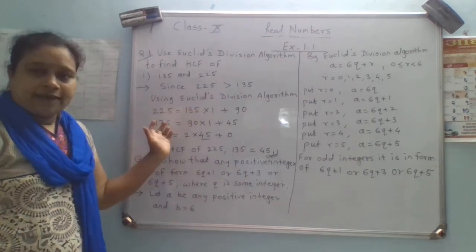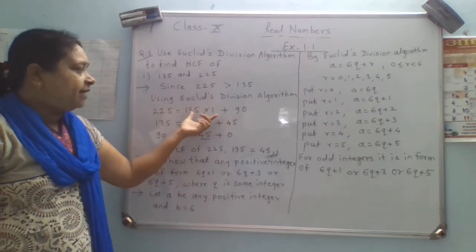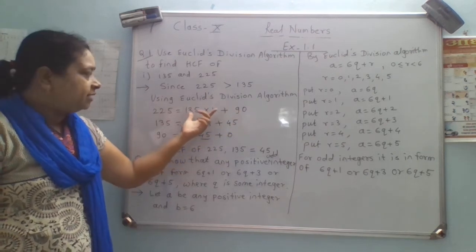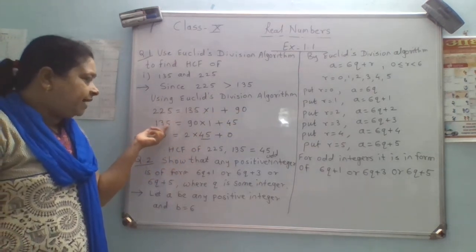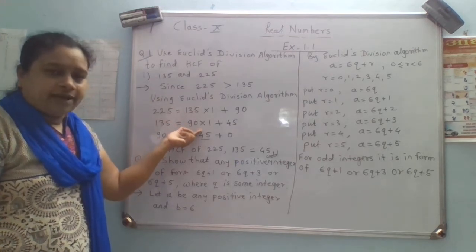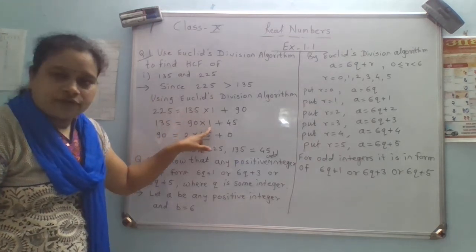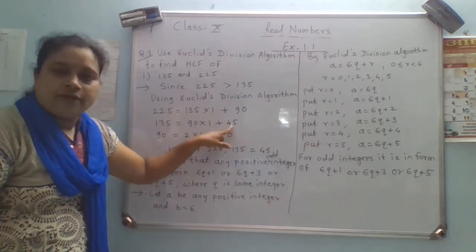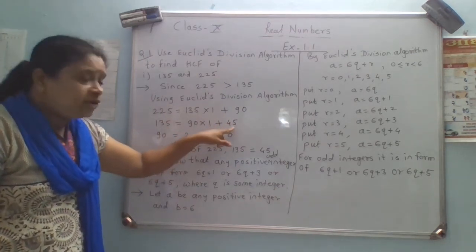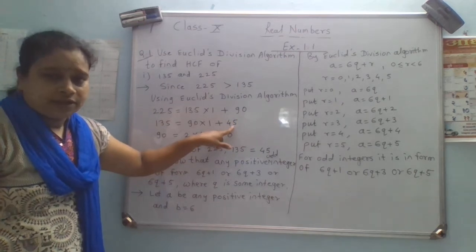In the next step we have two numbers, 135 and 90. Now we divide 135 by 90. After dividing we have the quotient 1. Then subtract 90 from 135, and we have the remainder 45. Here also the remainder is not 0.